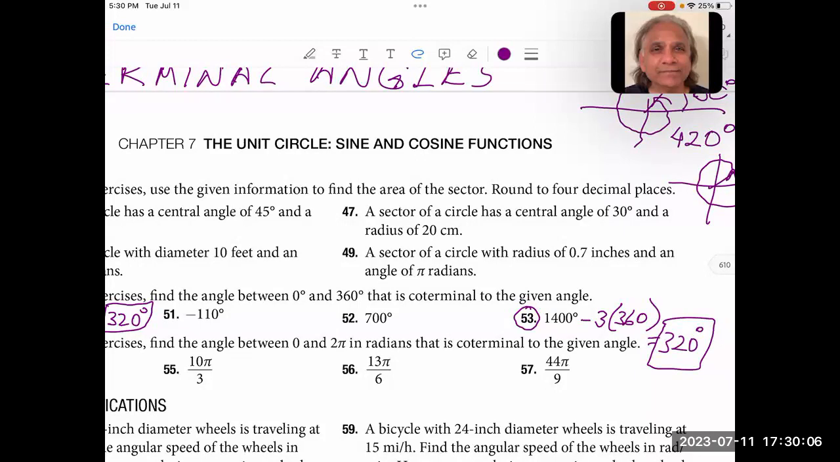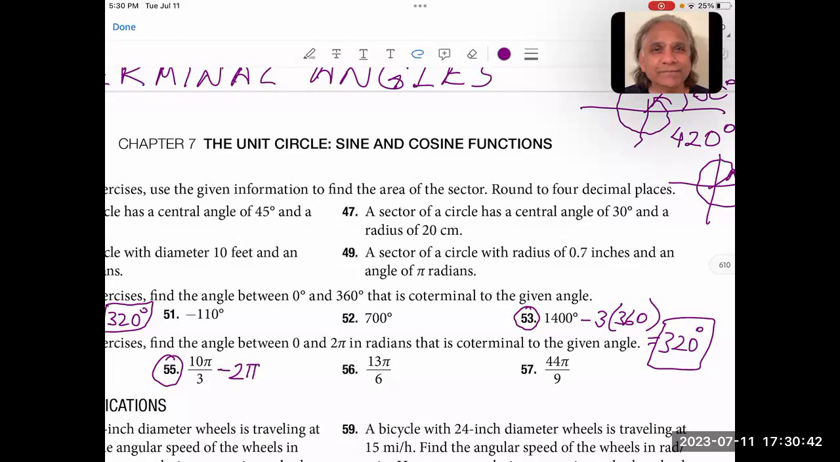Let's now look at an angle in radians. So say number 55 over here, 10 pi over 3. And here we have to find an angle between 0 and 2 pi which is coterminal with this. 10 pi over 3 is bigger than 2 pi, because 2 pi would have been 6 pi over 3. So you'll have to subtract a 2 pi to get the correct answer. So minus 2 pi.